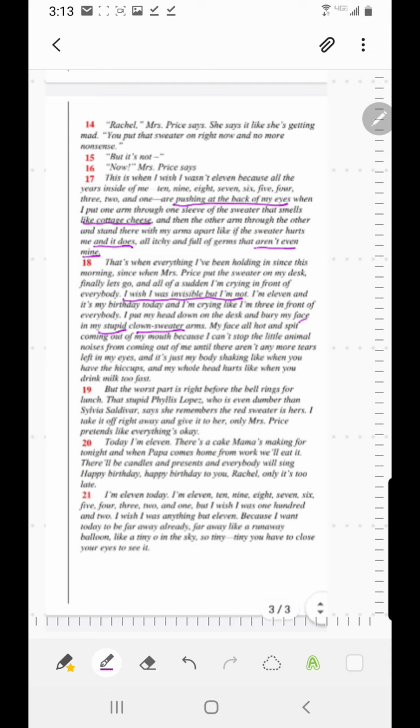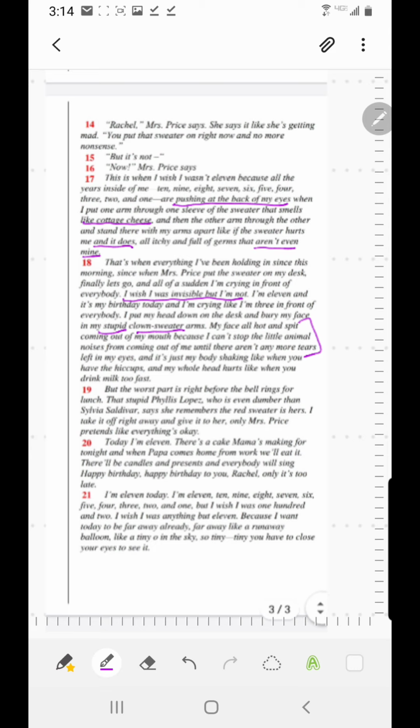But when you're young and you're just fed up and you just had a day like this, you can't even help crying. There's spit flying and probably snot too, right? Pretty gross. And so where she says, "There are no more tears left in my eyes, and it's just my body shaking, like when you have the hiccups, and my whole head hurts, like when you drink milk too fast." I love the way she talks about hiccups and drinking milk too fast.